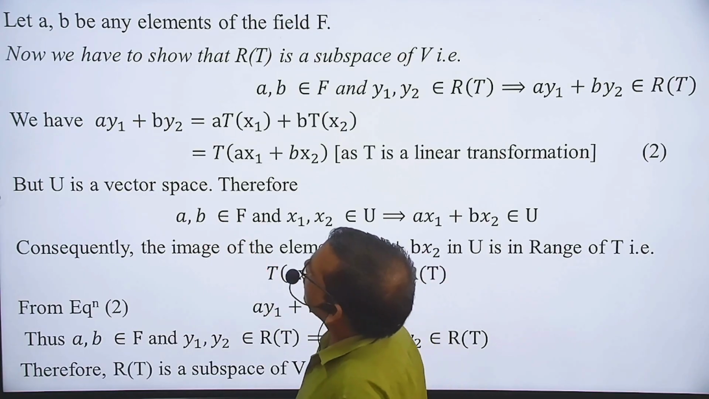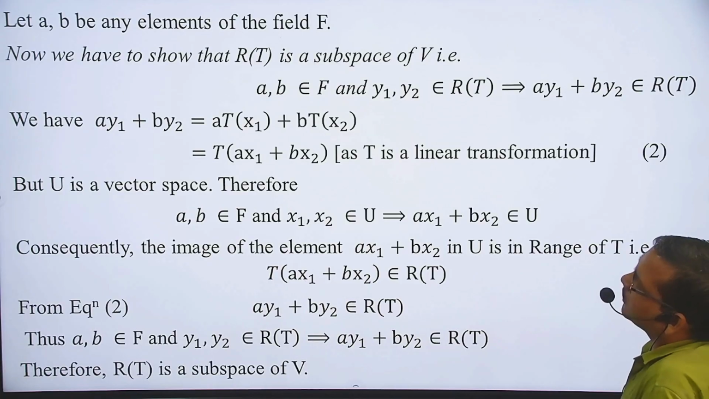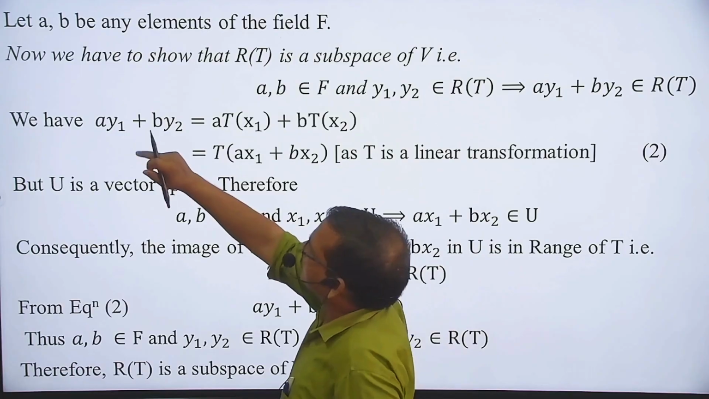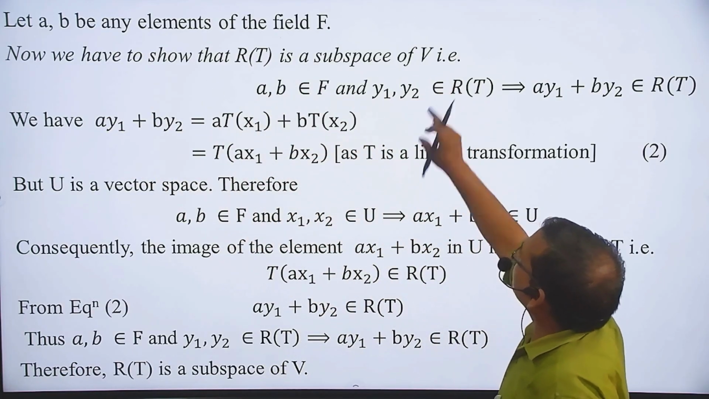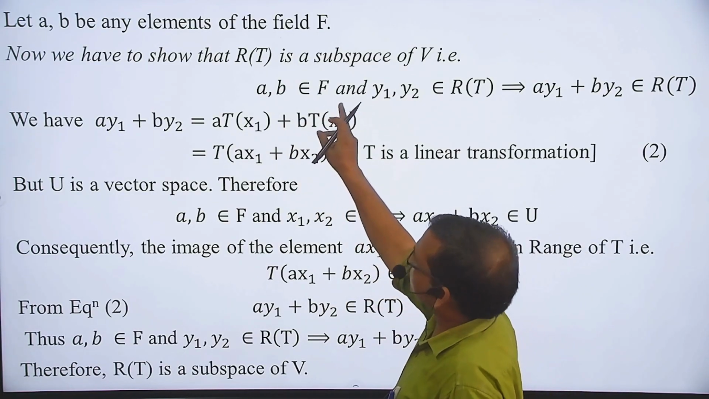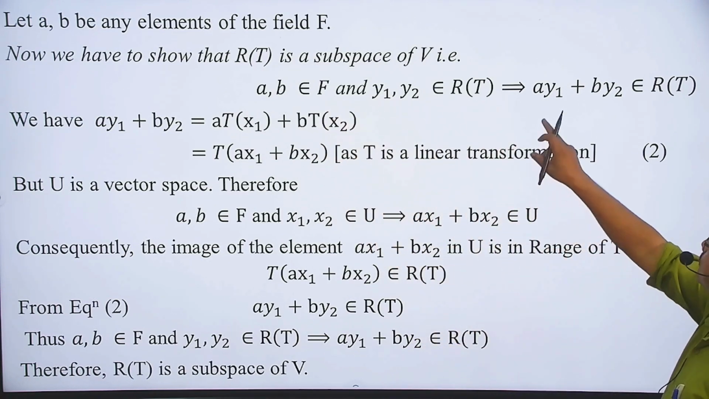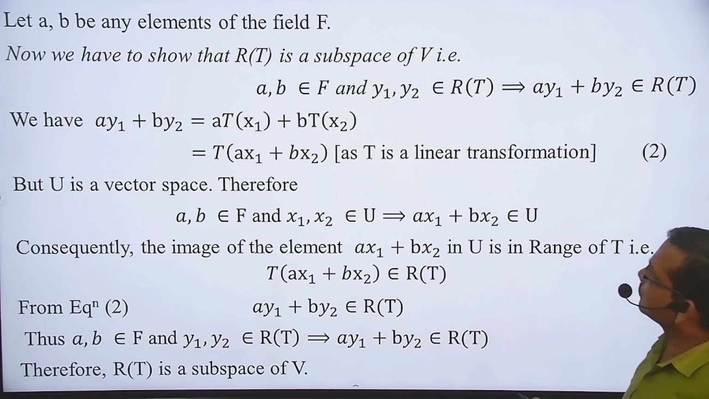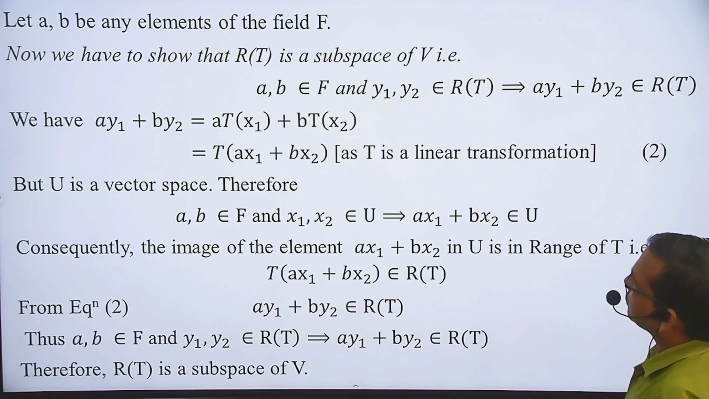For the proof, let a, b be any elements of the field F. Then we have to show that R(T) is a subspace of V, that is, a, b belong to the field and y1, y2 belong to the range space implies a y1 plus b y2 belongs to R(T). It is the condition to be a subspace of any vector space.